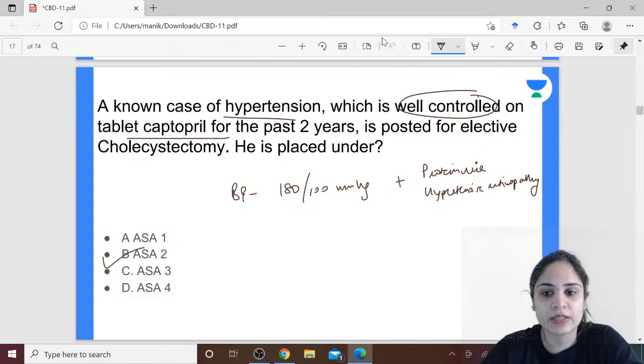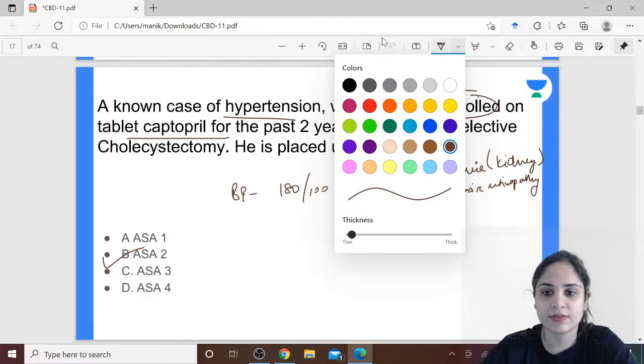He is having proteinuria, that means his kidney is also getting involved because of hypertension, and he has hypertensive retinopathy. So what is the ASA classification of this patient? Any idea, anyone? No, Manoj, it is not ASA 3. Trilok, very good. So this would be ASA 4.